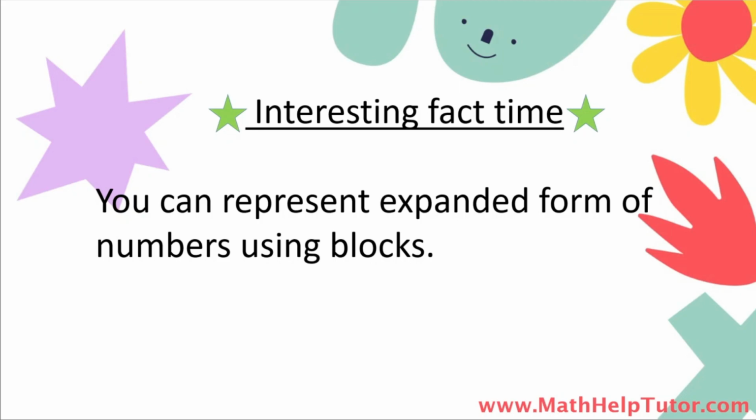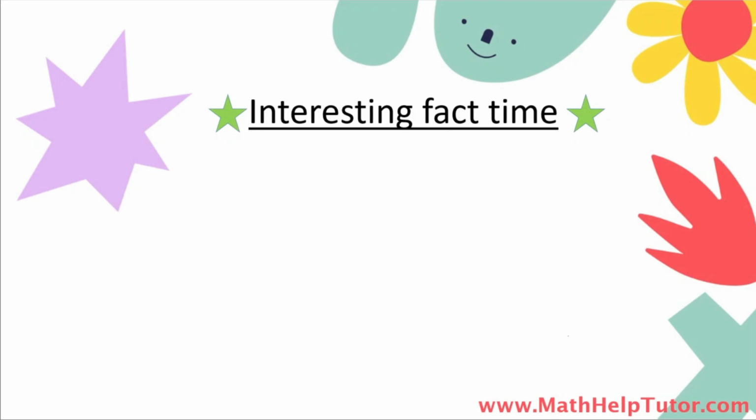Now it's time for interesting fact time. Do you know that you can also represent the expanded form of numbers using blocks? Here's how to do it. We draw blocks to represent each digit's place value, and we draw each place value multiple times, depending on the place's digit. Say for the number 156, first we have to know the different digits and each of their place value and value.